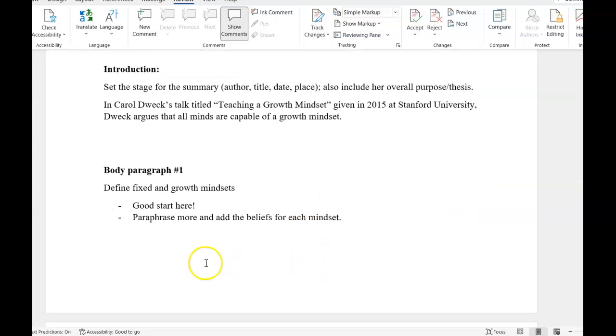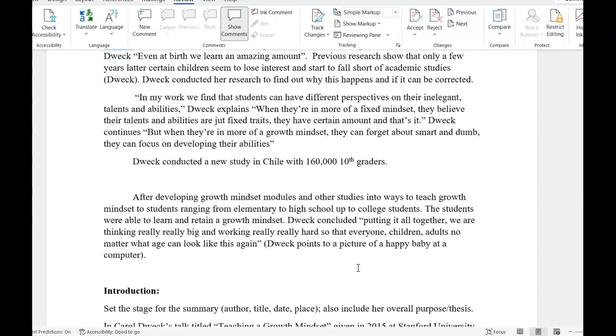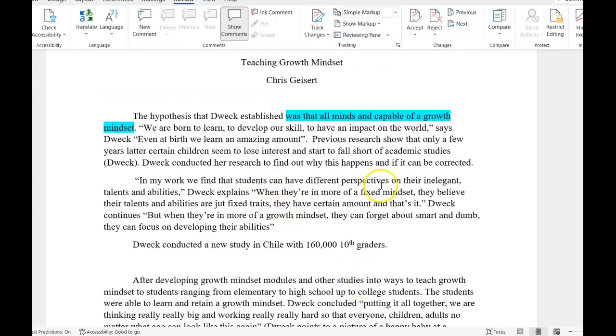And then the other thing I'm suggesting is that you add in beliefs for each mindset. So what I'm talking about there is you tell us in this paragraph how fixed mindset people behave. Oh, let's see, actually, I'm wrong. Scratch that. Let me look back at this again. You say, when they're in a fixed mindset, they believe their talents and abilities are just fixed traits. They have a certain amount, and that's it. Okay, awesome. That's great. So develop a sentence right after that. Tell us, how do they behave as a result?